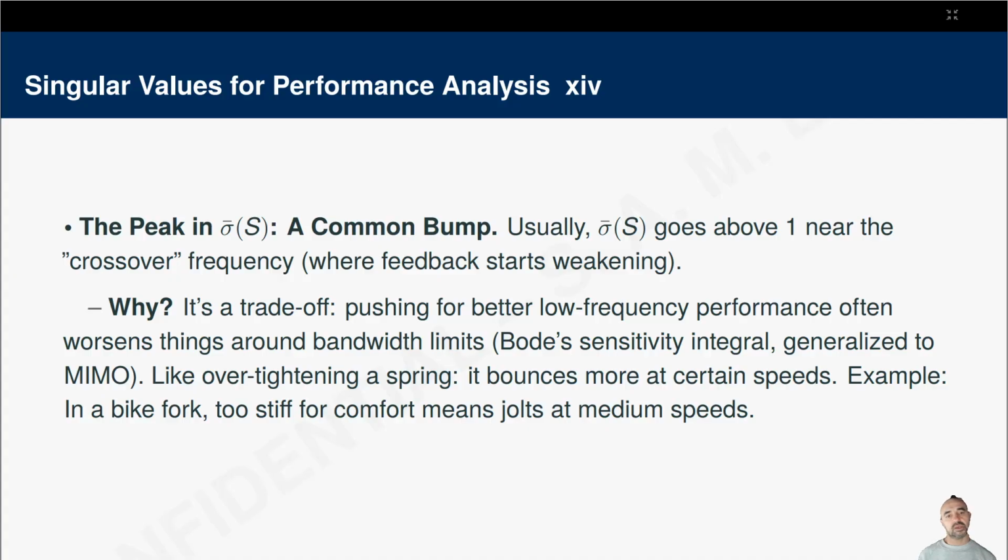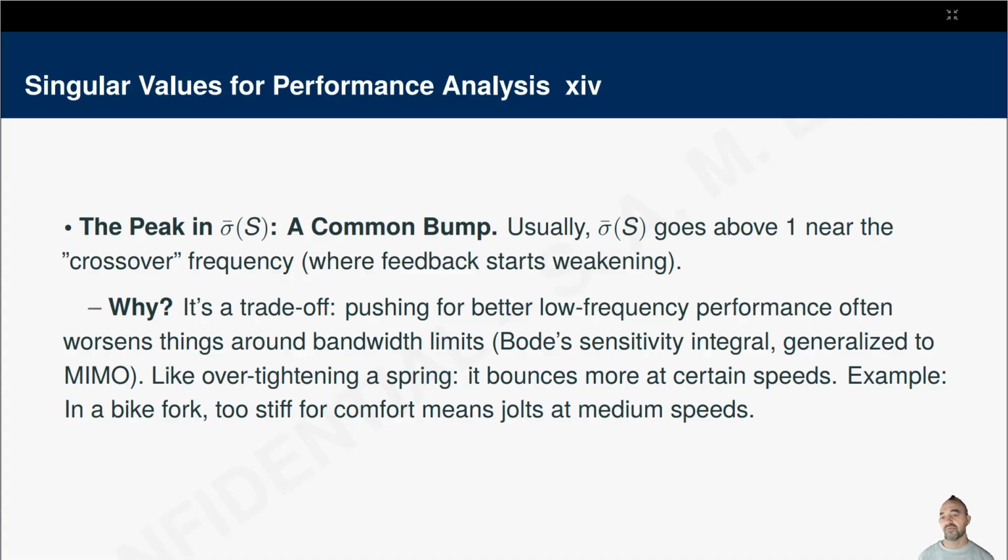The peak in sigma bar S is a common bump. Usually sigma bar S goes above 1 near the crossover frequency, where feedback starts weakening, and that's the frequency where things are about to break down. And why? It's a trade-off. Pushing for better low frequency performance often worsens things around bandwidth limits. It makes sense, like over-tightening a spring: at lower speeds it might work well, but at higher speeds it bounces more.